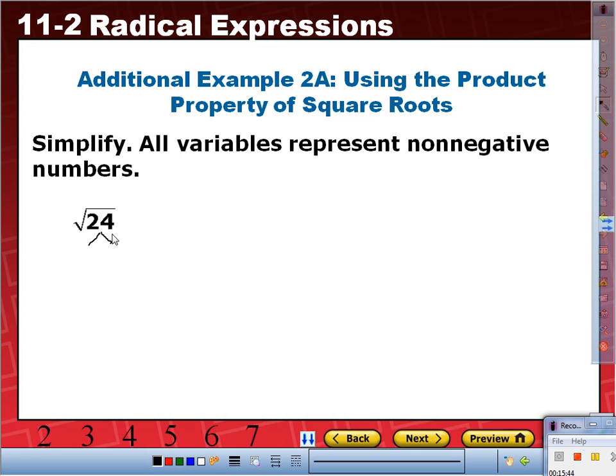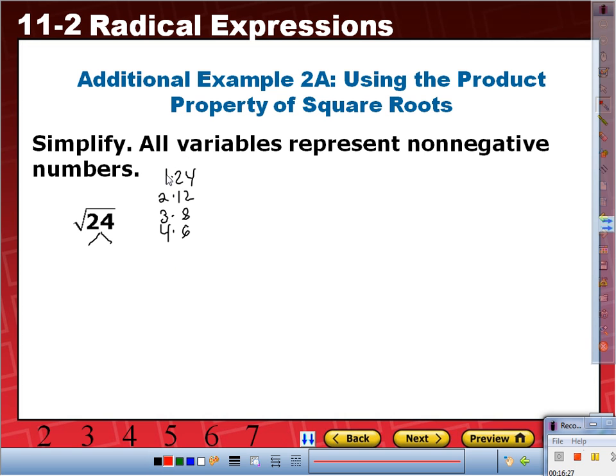Watch, and this is what I do. I start listing them first. 1 times 24, 2 times 12, 3 times 8, and 4 times 6. Now, out of those pairs of factors, I'm going to choose the pair that has a perfect square number. But I'm going to choose the one that has the biggest perfect square number. Now you're saying, what are you talking about, Mr. Q? Let's see.